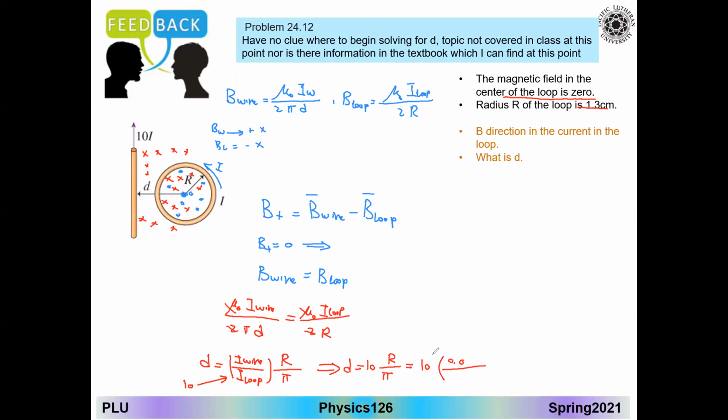The radius is 0.013 meters, divided by pi, and this will be 0.41 meters, or equal to 41 centimeters. That's the place where I want to put my loop: 41 centimeters away from the wire to get the magnetic field at the center point equal to 0. I'm done with that.